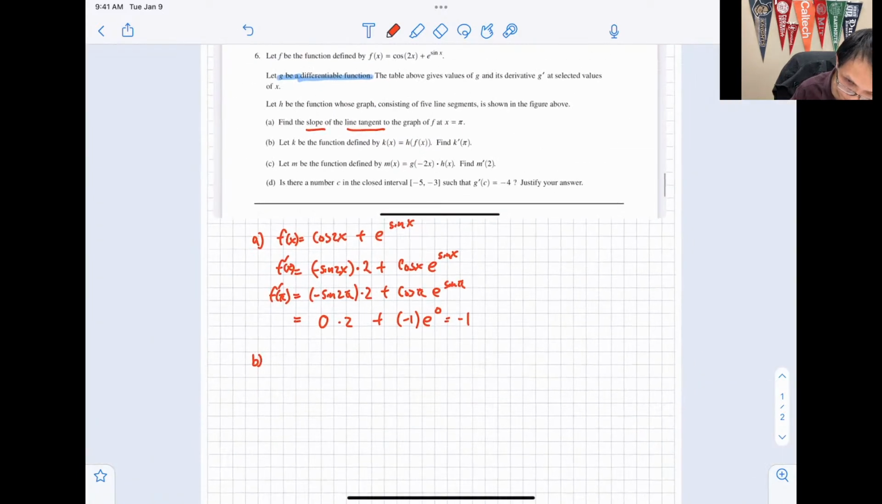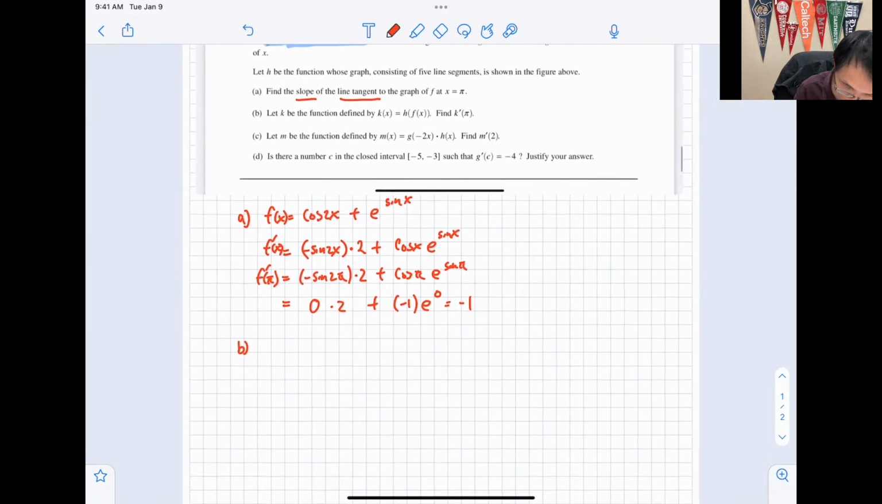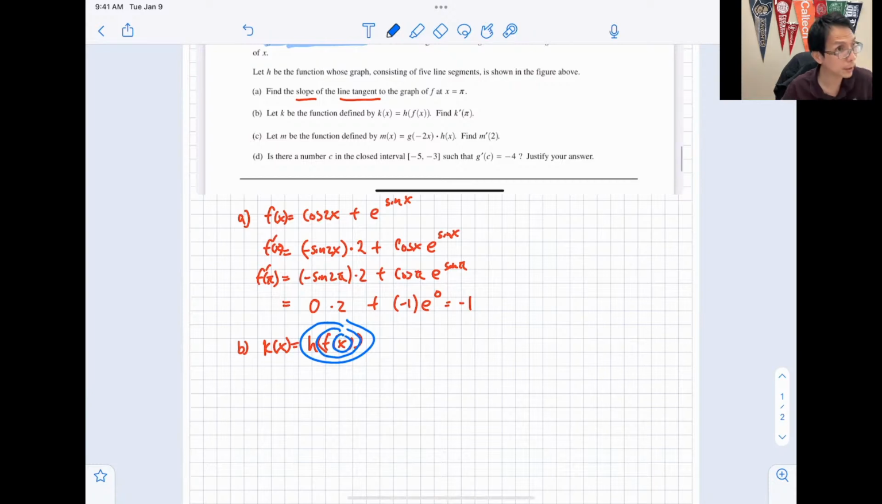For B, you got k of x equal to h of f of x. Now, please understand the chain rule. The first chain is right here. The second one, there's actually a third one as well, because sometimes it won't always be x inside. It can be x squared or 2x. So you do have to take a derivative of the x. In this case, it's x. What if it's 2x? What if it's 3x? What if it's x squared? What if cosine of x?